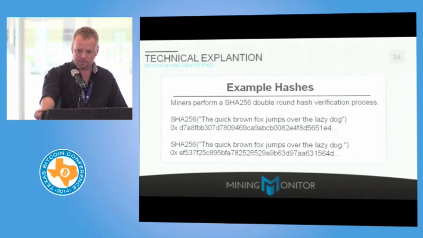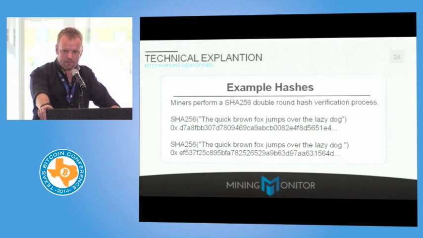Now, if you change that string by one, just by adding a period at the end, so you see in the second it says the quick brown fox jumps over the lazy dog, period, it doesn't give you anything that's predictable. It gives you a totally random hash. It's totally different. And those are abbreviated, so those are 256 characters.